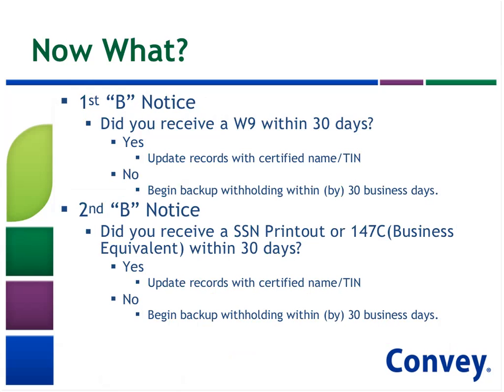So now what? Well, if it's a first B notice, you have to ask yourself, did you get that W-9 within 30 days? If yes, update the records with the certified name TIN. If no, you need to begin backup withholding within 30 business days.